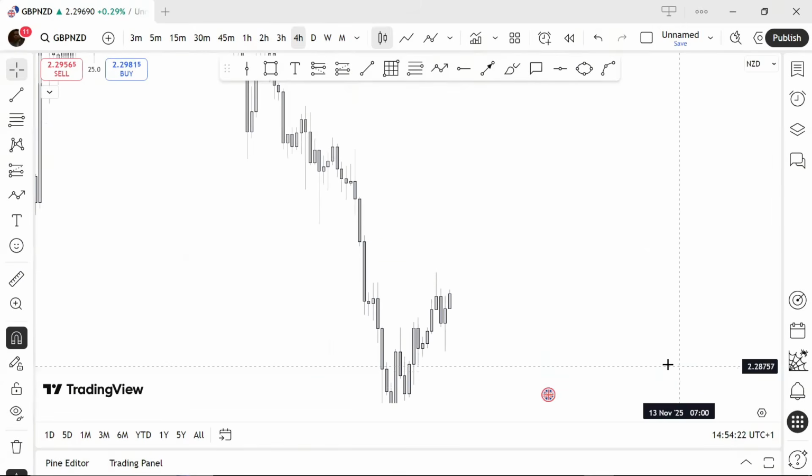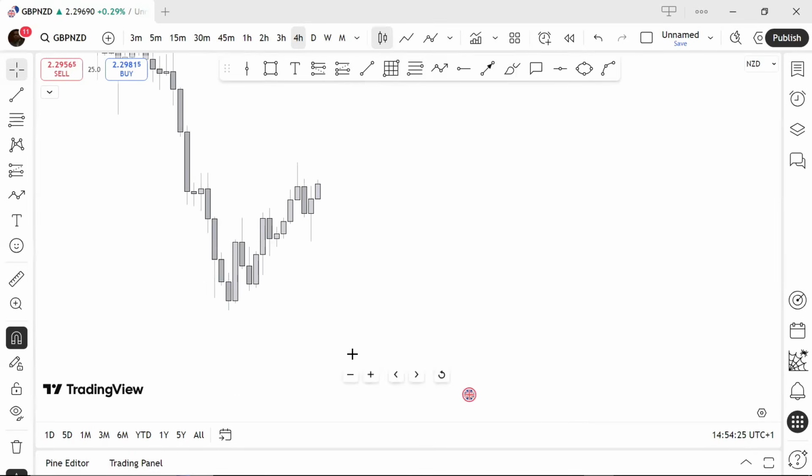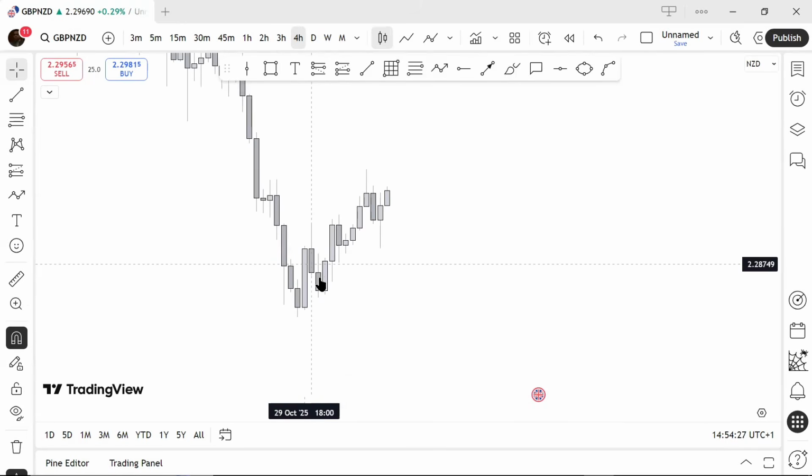Let's look for examples. You can see this particular one that happened here. This is a bearish open close key level that was supposed to be used for sells, but the moment price broke it to the upside, price came back into it, tapped it, and we sold off this key level.